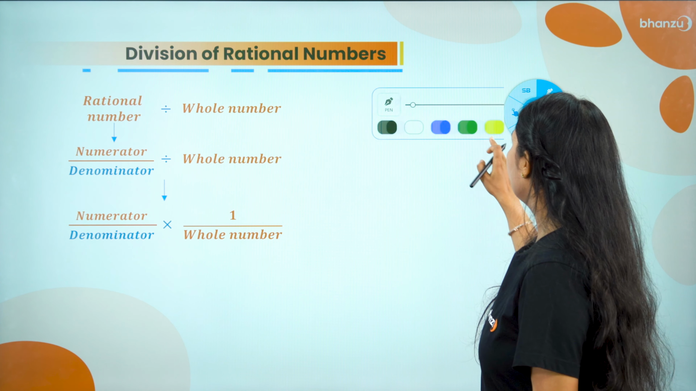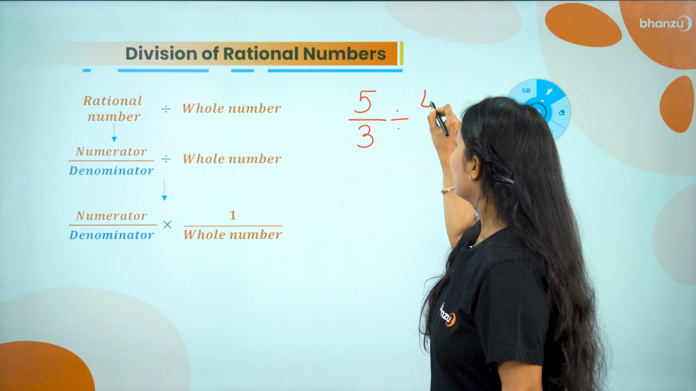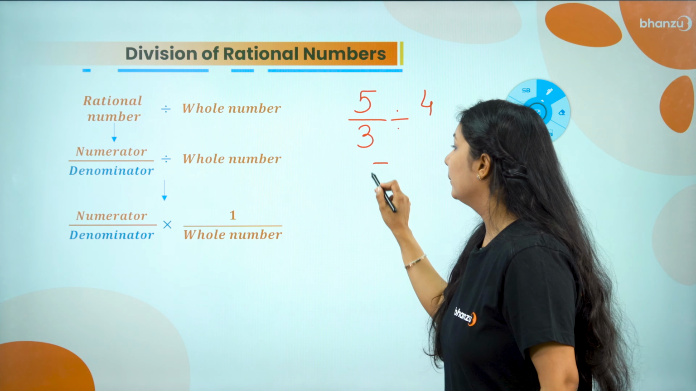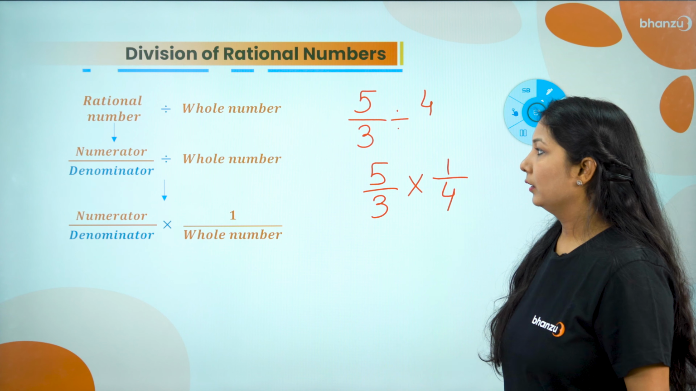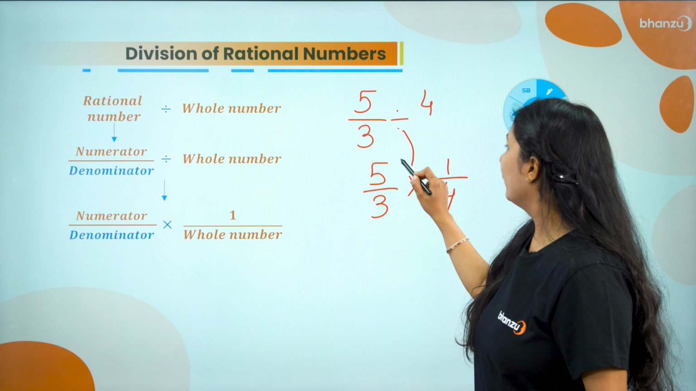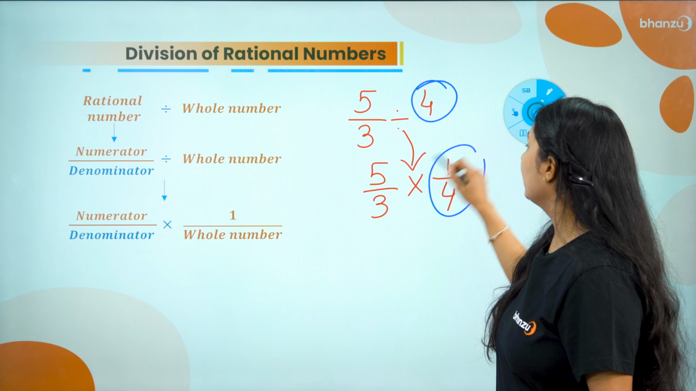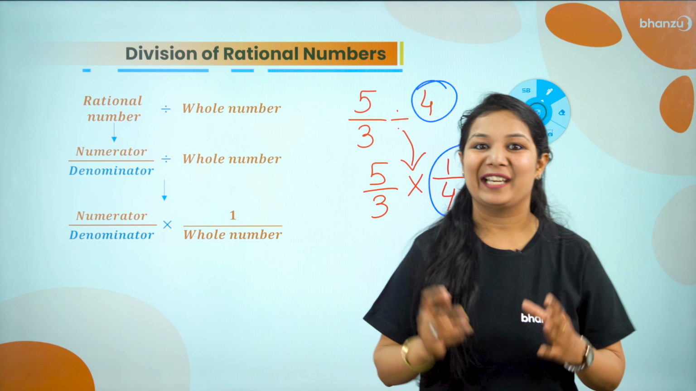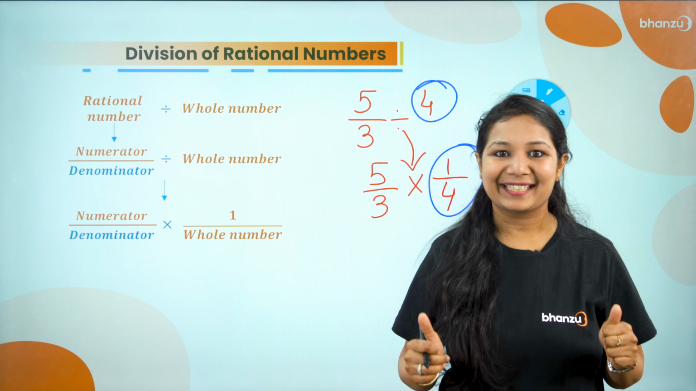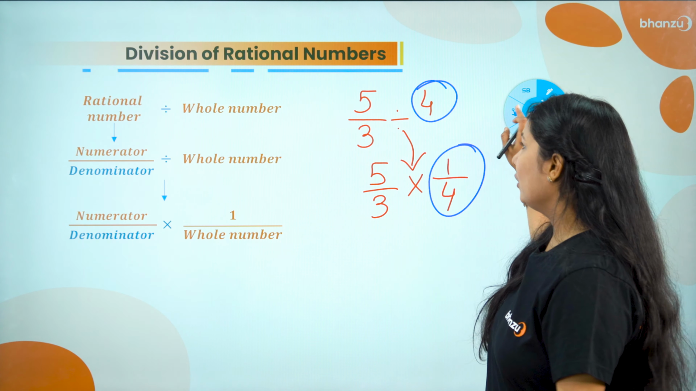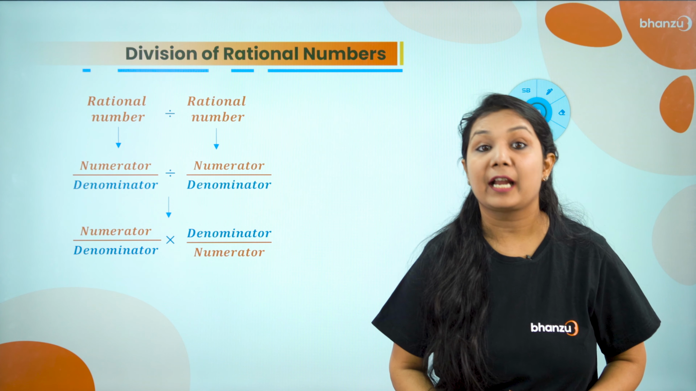So if we have 5 upon 3 divided by 4, so what would happen? It would actually be 5 upon 3 multiplied by 1 upon 4. So division becomes multiplication and second number becomes the reciprocal. So reciprocal of any whole number is 1 upon whole number. Yes? Great. So now let's see if you have rational number divided by a rational number.